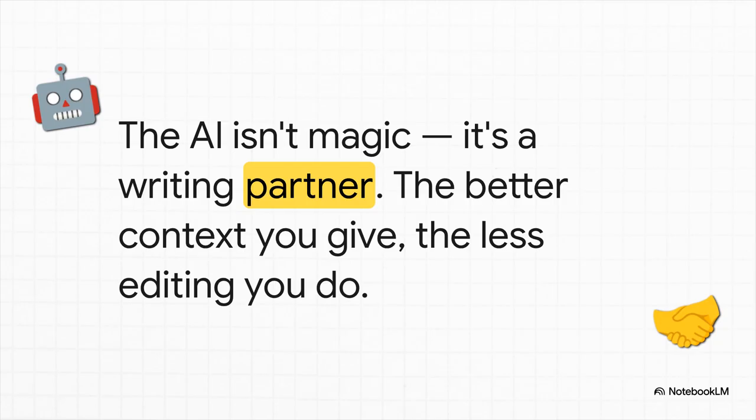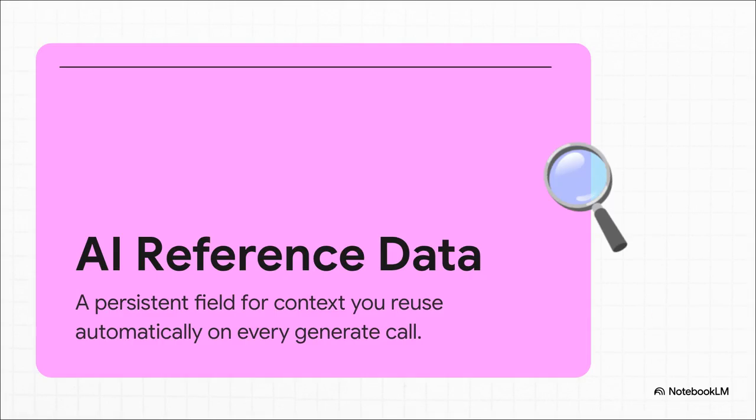You've got to give it the raw materials, like your core outline, key bullet points, or a messy rough draft you want polished. That context never gets seen by your readers, but it absolutely does the heavy lifting to guide the AI. Okay, this next part is a real game changer.